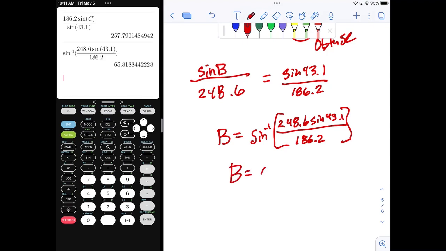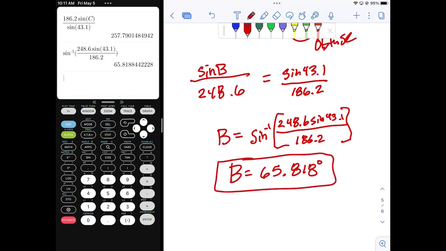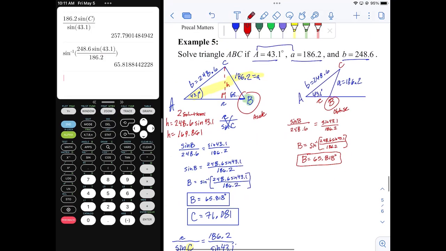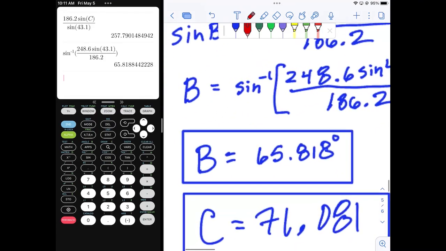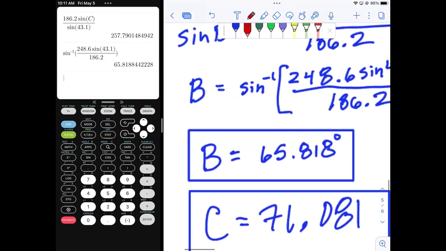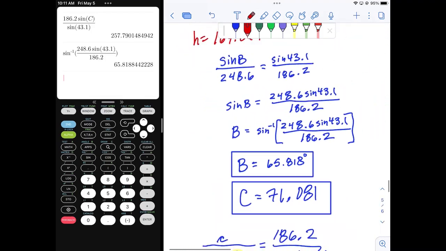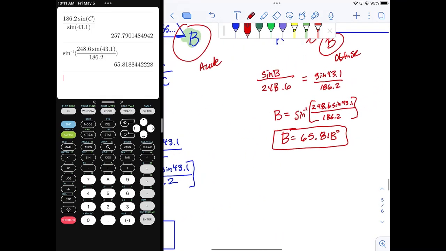Hopefully you got 65.818 if you truncate, which I'm a big fan of truncating. Is that not the answer? Did I type it in wrong? Oh, yeah, you're right. Hey, I'm having a little deja vu myself. We got the same B value over here. That's not good.